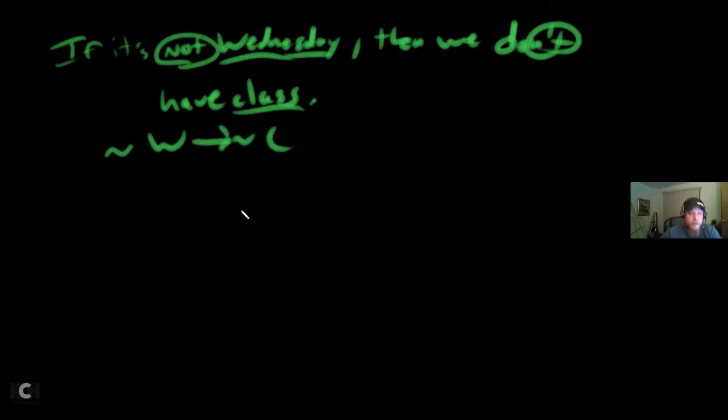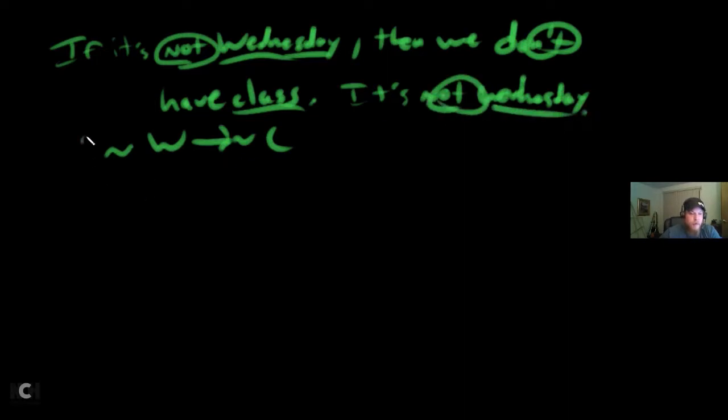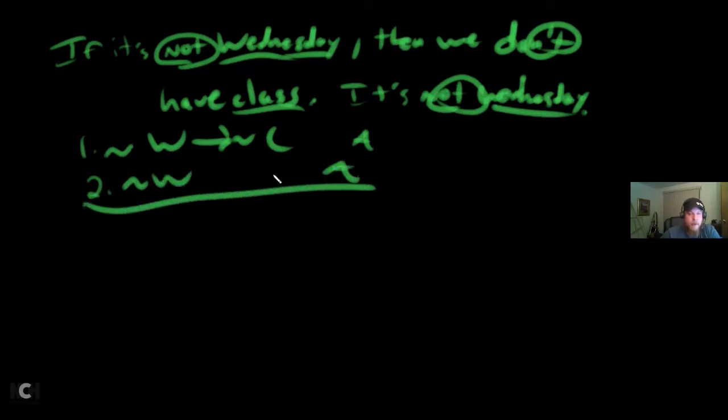But then let's say I said, oh, it's not Wednesday, as a separate argument. Okay, as its own separate item. Oh, so line 1 we had, if it's not Wednesday, then we don't have class. Line 2: it's not Wednesday. Second assumption.